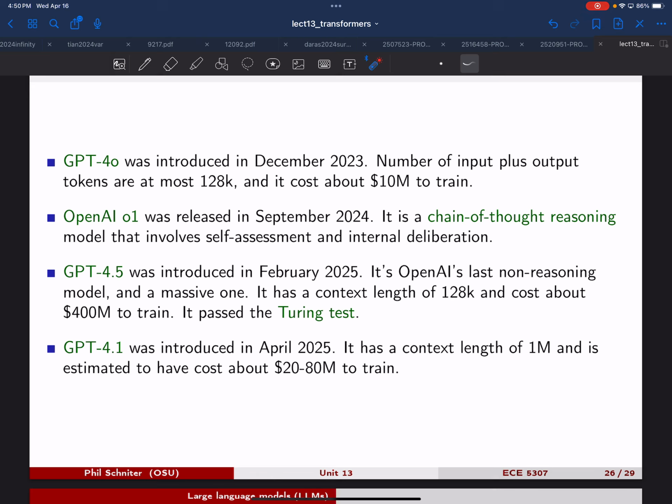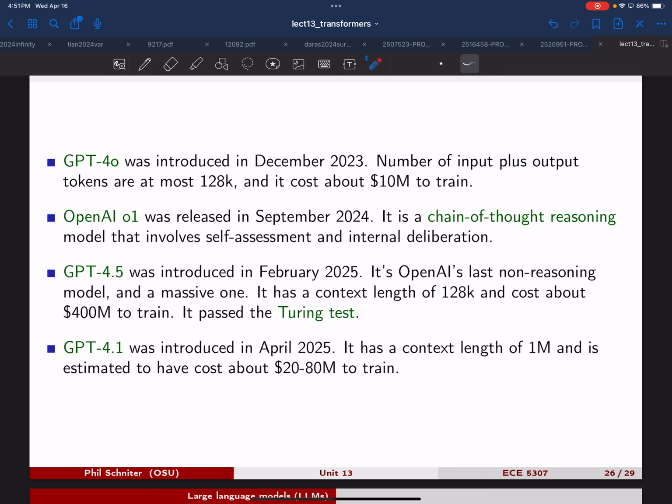Anyway, this chain of thought reasoning, I don't think OpenAI is the first. I don't think they invented it. I think Google may have invented it. But this is what was used in this model. And then in this February, we have GPT-4.5. Now, this is not a chain of thought reasoning model, and supposedly this is the last one they're ever going to train that's not chain of thought. They went all out on this and spent $400 million to train it. So this is just some gigantic model, with a context length of 128K, as you can see.